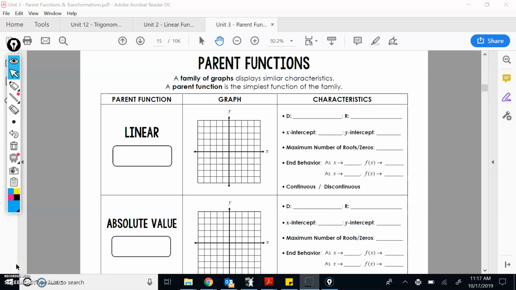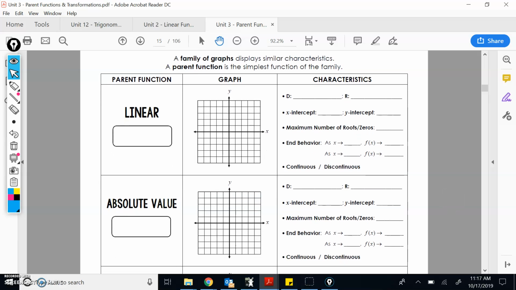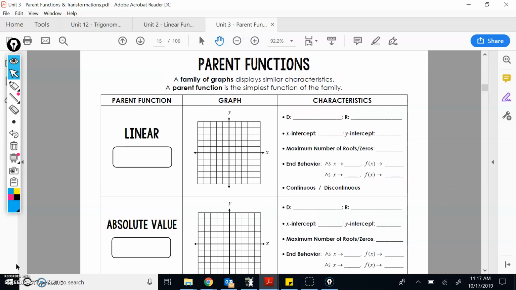Today's video is on parent functions, and there are a lot of them, but we're only going to focus on a couple of them. Parent functions are the basic standard graphs for linear, absolute value, and quadratic, so there's no numbers in there. It's the regular form of the graph.